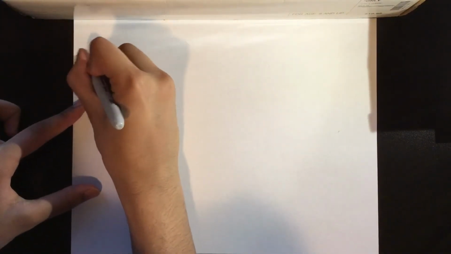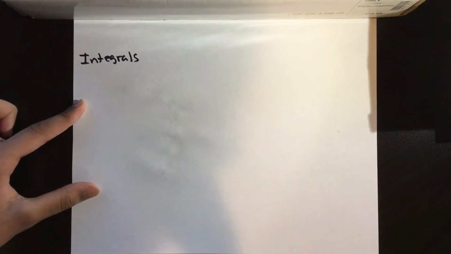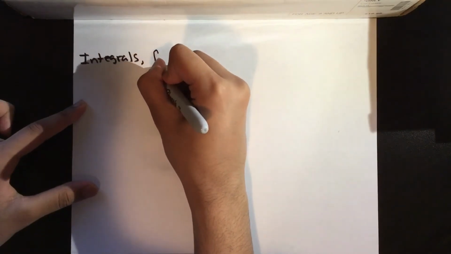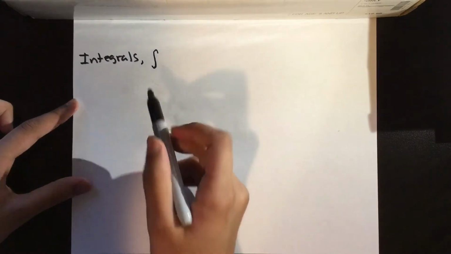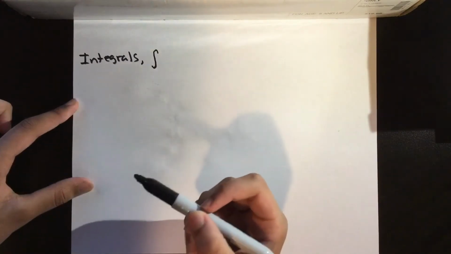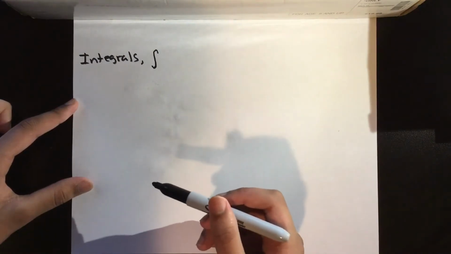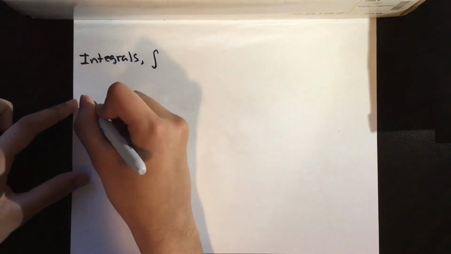Today we're going to talk about integrals, what they are, and how to find the area under functions using them. First of all, an integral is notated somewhat like this, like an elongated kind of S. An integral is the sum of an infinite amount of infinitely small elements, and we can use that to find the area under a function.